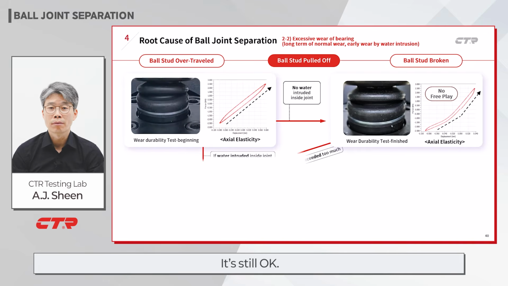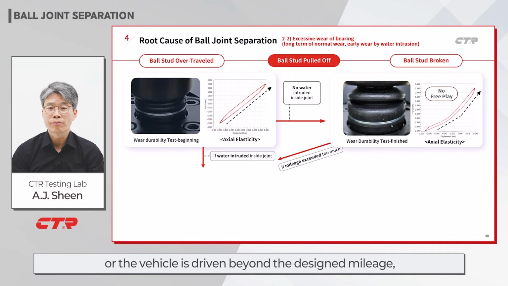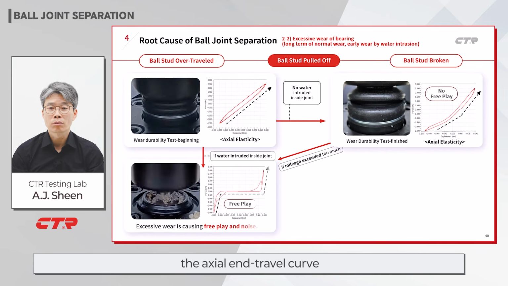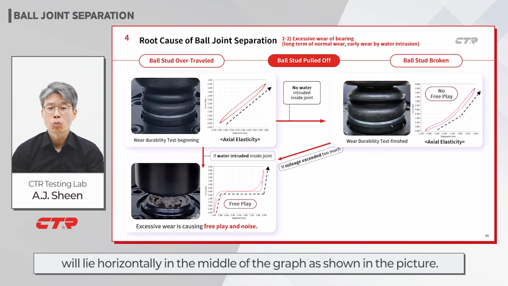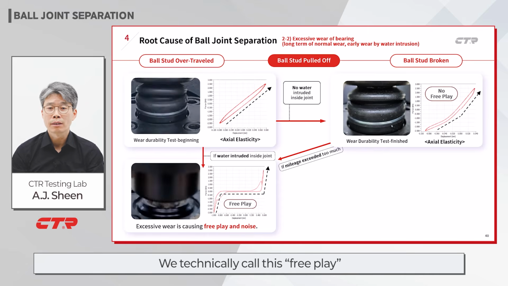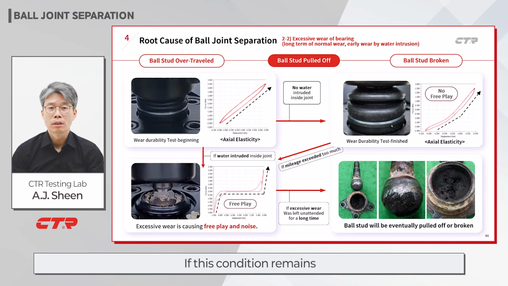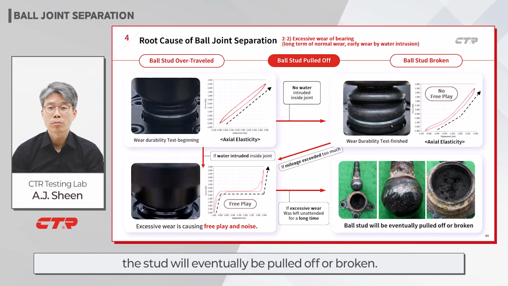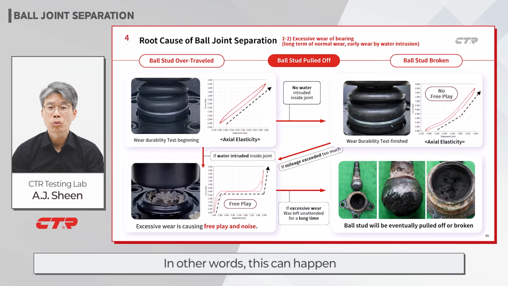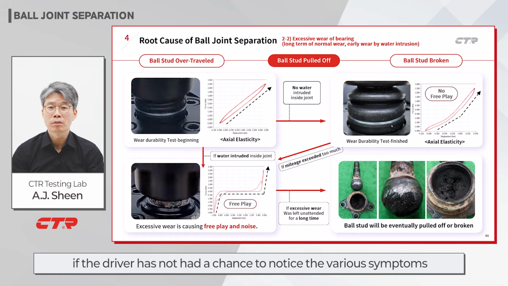It's still okay. However, if water enters inside the joint, or the vehicle is driven beyond the designed mileage, the actual end travel curve will lie horizontally in the middle part of the graph, as shown in the picture. We technically call this free play, which may produce noise or vibration in the car. If this condition remains unattended for a long time, the stud will eventually be pulled off or broken. In other words, this can happen if the driver has not had a chance to notice the various symptoms of the problem.